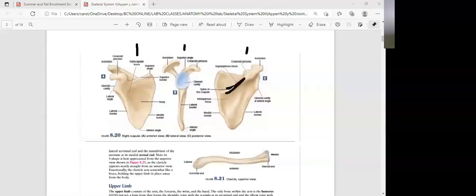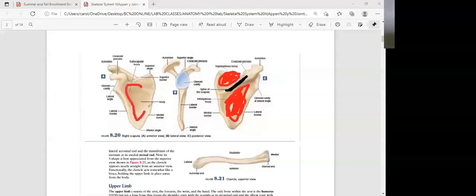This large part is the spine. The top of your spine is the acromion. This top part right here is the suprascapular fossa, and this one is going to be the infrascapular fossa. In the anterior view, you have this one right here. This is going to be the subscapular fossa.